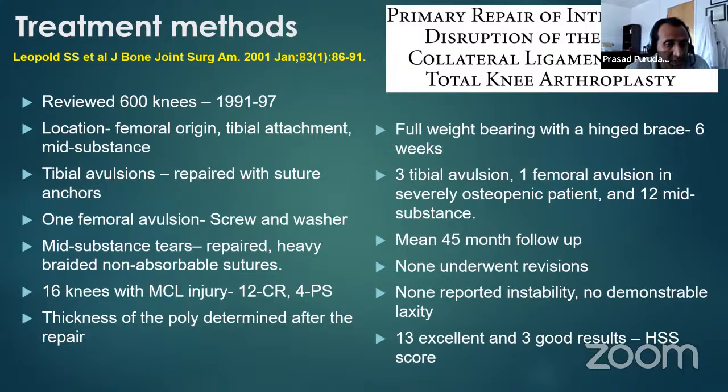They had 16 knees with MCL injury. 12 of them were cruciate retaining knees, and 4 of them were posterior stabilized knees. The thickness of the polyethylene was determined after the repair was done. They allowed full weight bearing with a hinge knee brace for 6 weeks. I'm sorry, 3 tibial avulsions and 1 femoral avulsion happened in severely osteoporotic patients, and 12 of them were mid-substance injuries.